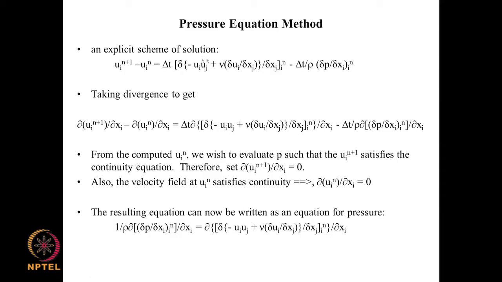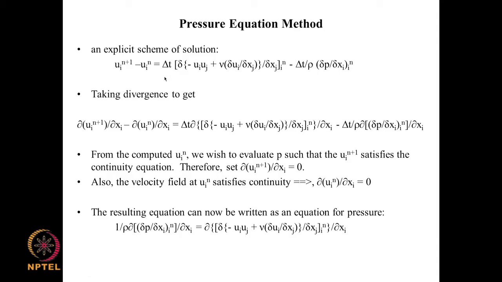So this is the term del by del x_j of u_i u_j with a minus sign because it is taken to the right hand side, and the diffusion term here. This is evaluated at the nth time step, and even the pressure gradient is evaluated at the nth time step. Okay. So here we are not doing any cheating, we are just writing it like this.